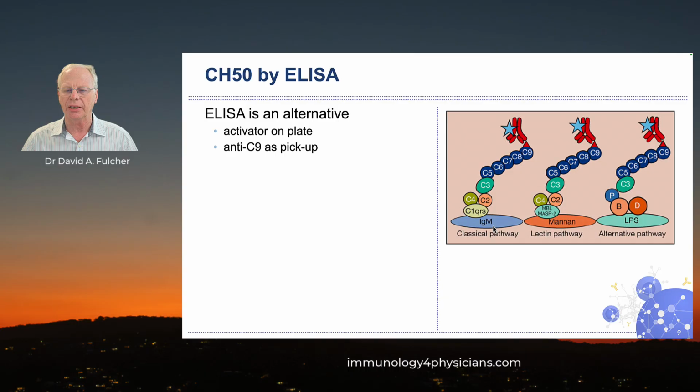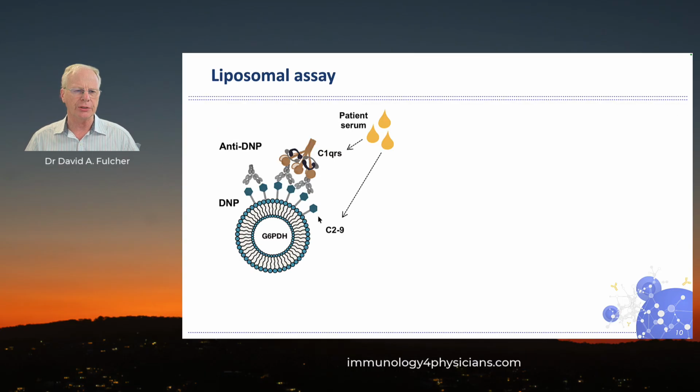So it's a fairly cute assay, a nice way of working, and you can change the activator to measure different pathways if you so wished. You can change from IgM to mannan to measure the lectin pathway. I don't know why you'd want to do that, quite frankly, but it has been worked up. Or you can use lipopolysaccharide as an activator for the alternate pathway in the same sort of principle. The one I came across most recently is a liposomal assay, and the principles are very much the same. So let me just work through it with you.